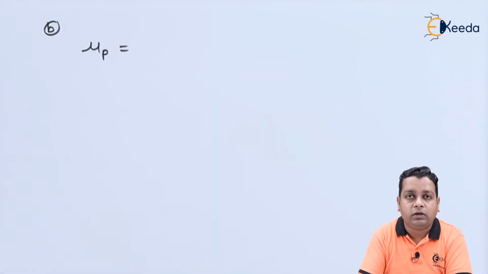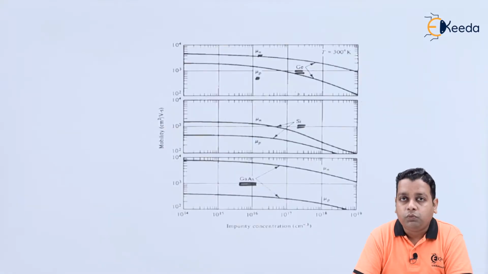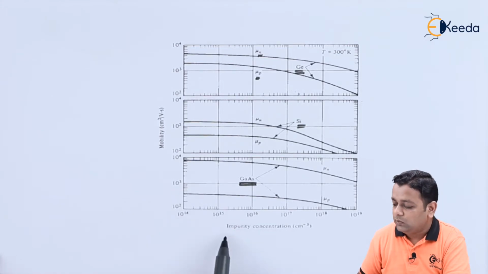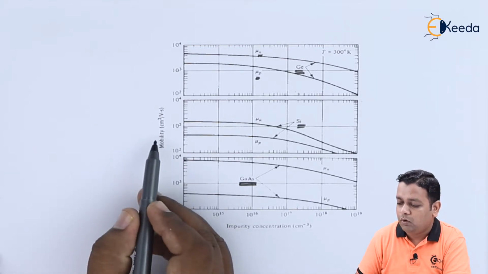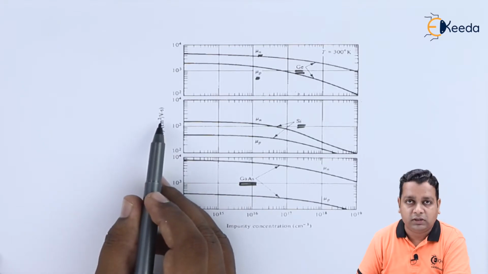Now for determination of the hole mobility, we make use of the graph that we have used in the before problems of the chapter. So for the hole mobility determination, we get back to this chart here. The graph here is of the impurity concentration in terms of per centimeter cube with respect to the mobility values in terms of centimeter square per volt second.